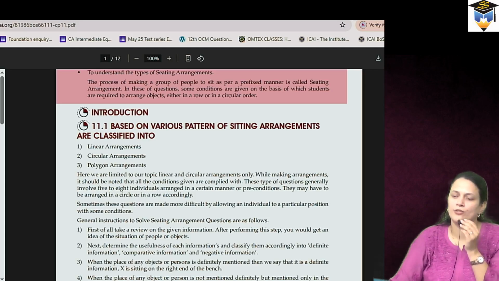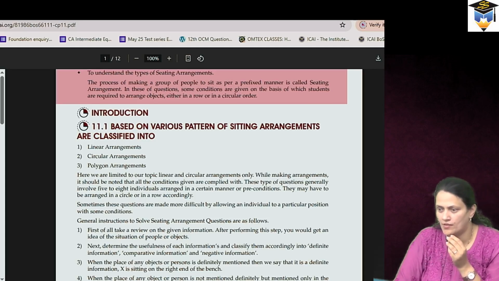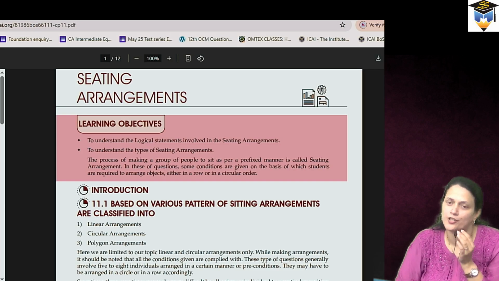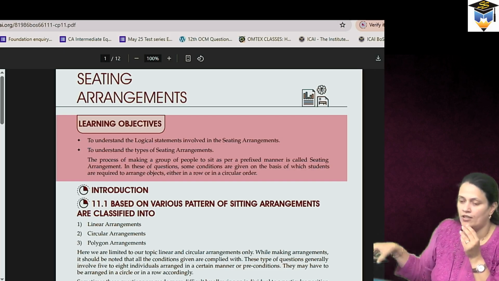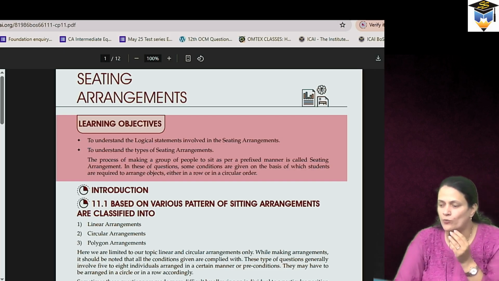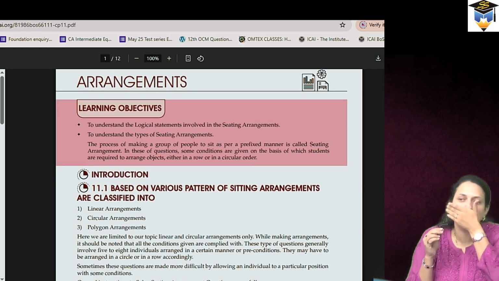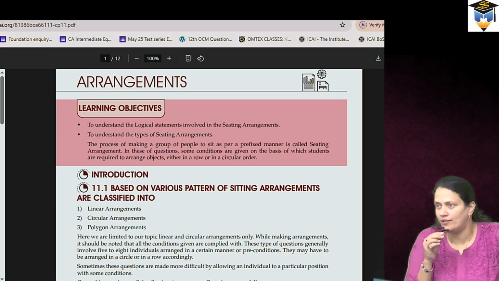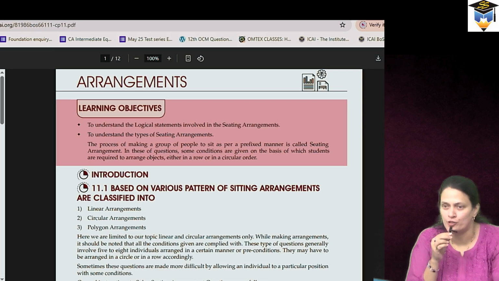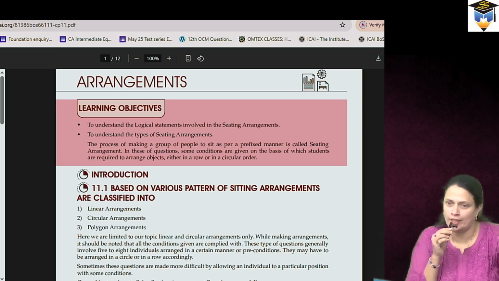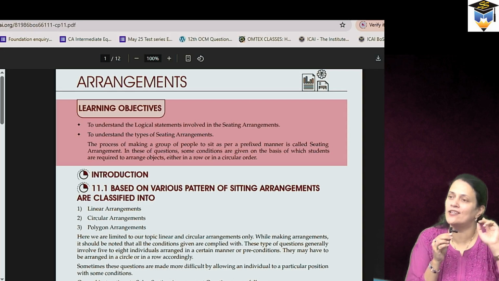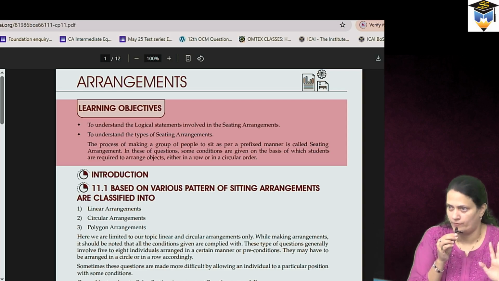So let us start with today's chapter, CA Foundation students, seating arrangement. This is again a very easy chapter. Now, when we talk about seating arrangement, what are the different arrangements you can see? Linear arrangement, that is you all are sitting in a linear arrangement, or a circular arrangement in which all the members will be sitting in a circle, or a polygon arrangement in which they will be either sitting in a rectangle or a square.